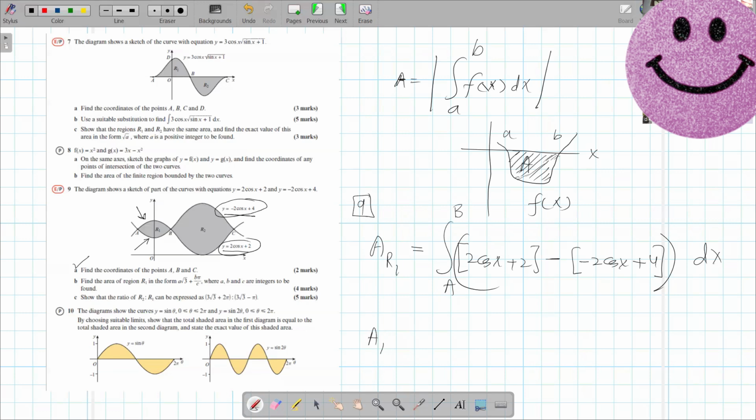But if we are writing the area of region R2, then it is from B to C. The upper curve is this one now, minus 2 cos x plus 4, and the lower curve is 2 cos x plus 2. You will integrate this to get the area R2. You got the point? Yes, that is quite similar to the one that we just did.